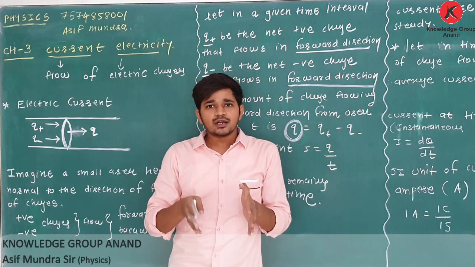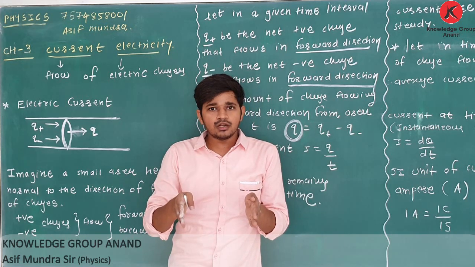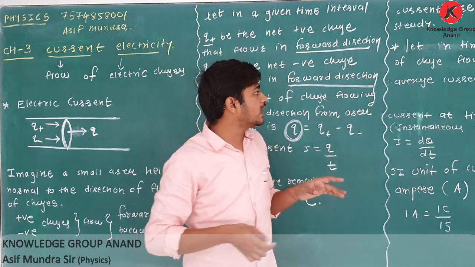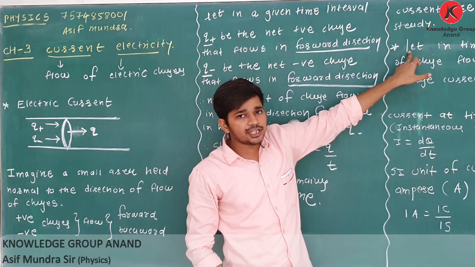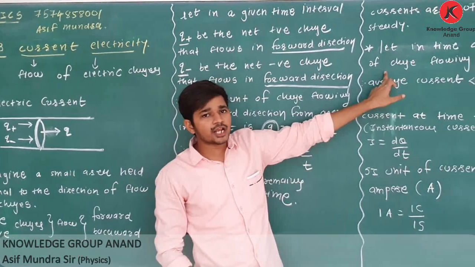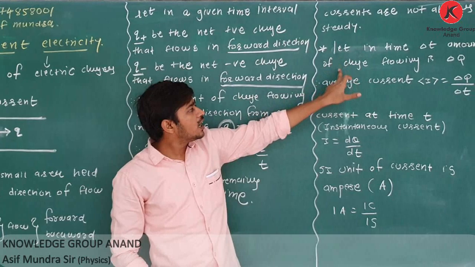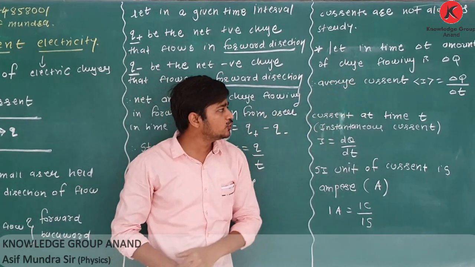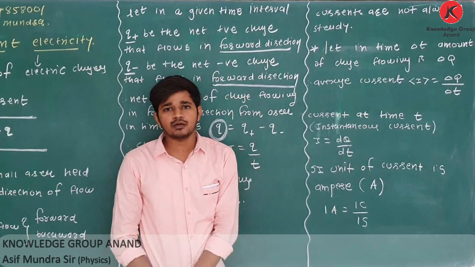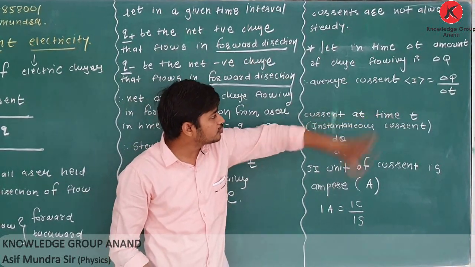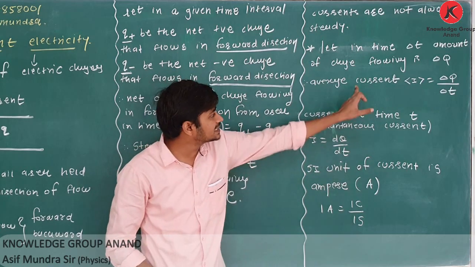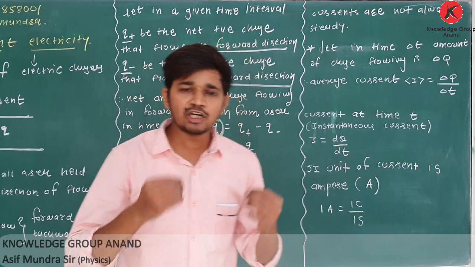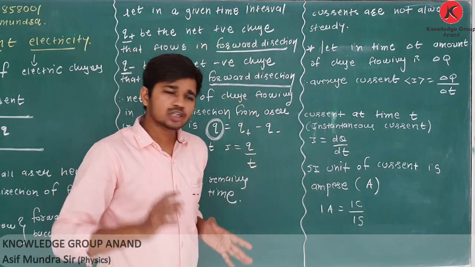So from this time interval, from the charge flowing in some particular time, you can find the average current. Let in time delta t, the amount of charge flowing be delta q. Then average current I is equal to delta q upon delta t. Yes, it is average current, meaning where the flow of charge is not constant.